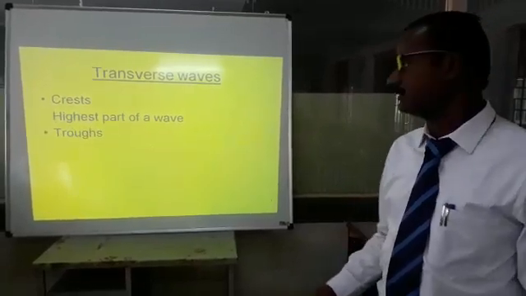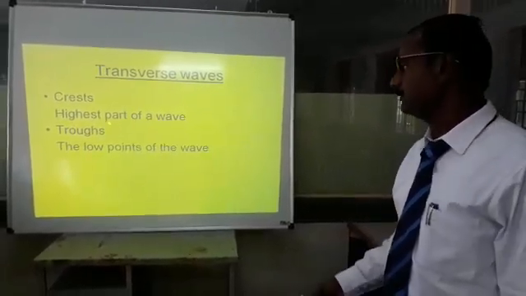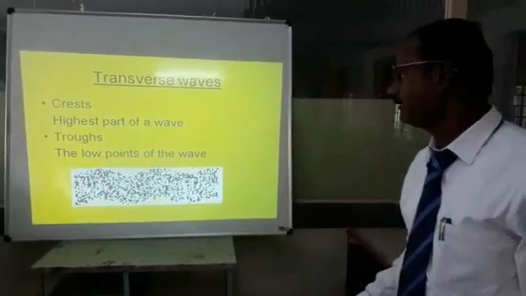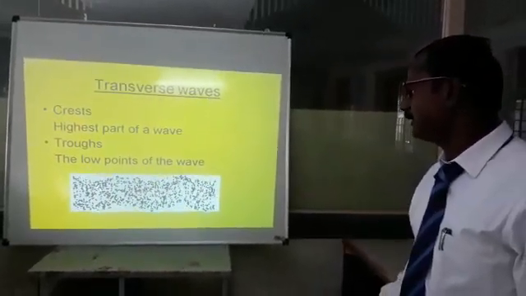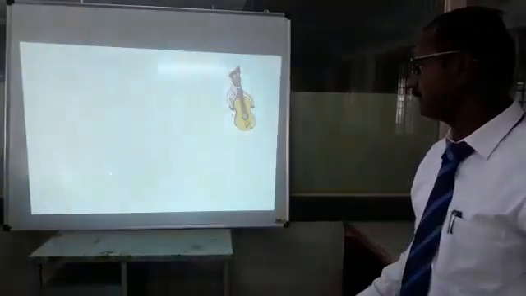What is meant by trough? The lowest part is known as trough. The low point of the wave. The animated picture gives information about the transverse wave, crests and troughs. The up and down vibration gives the information.